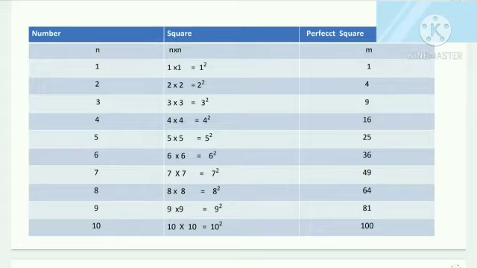6: 6 into 6 is equal to 6 square. Perfect square is 36. 7: 7 into 7 is equal to 7 square. Perfect square is 49. 8: 8 into 8 is equal to 8 square. Perfect square is 64. 9: 9 into 9 is equal to 9 square. Perfect square is 81. 10: 10 into 10 is equal to 10 square. Perfect square is 100.